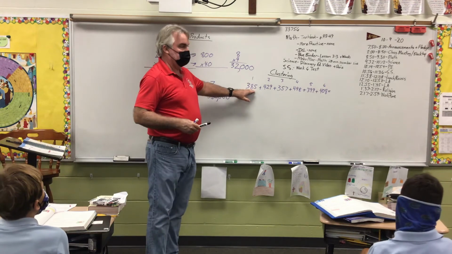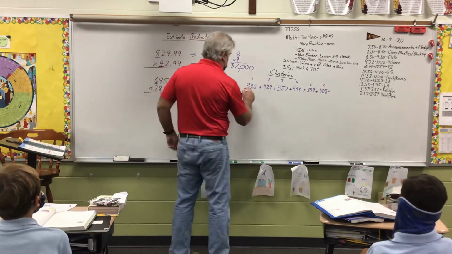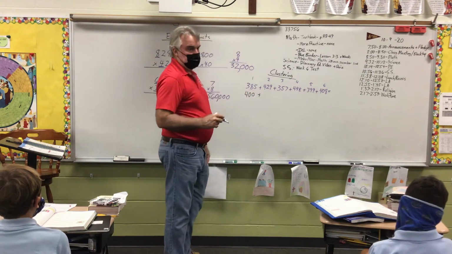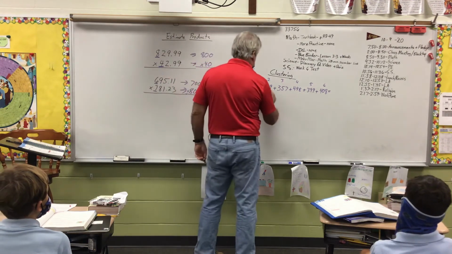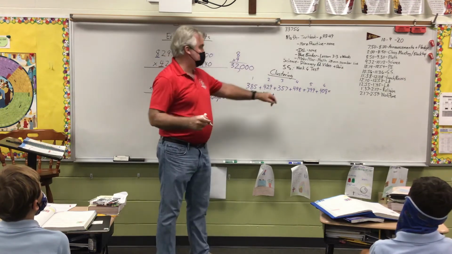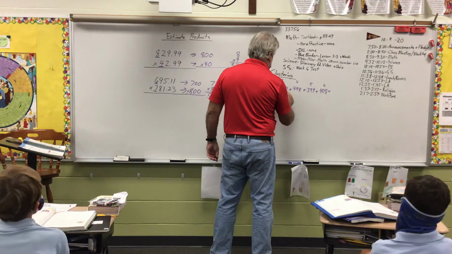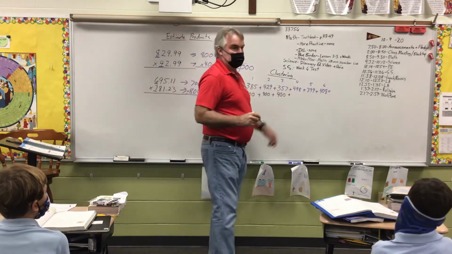What would this round to, Penelope? That would round to 400. Ethan, what does this round to? That rounds to 400. Allison, what does this round to? 400. Megan, what does this one round to? 400.